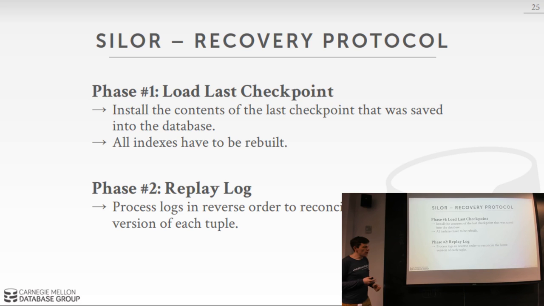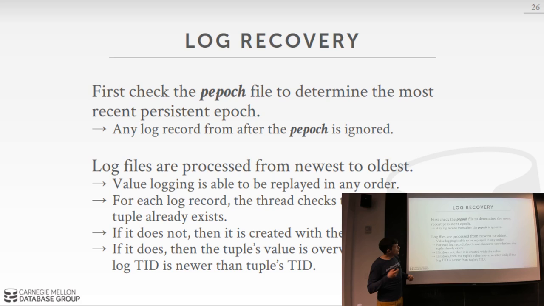Okay. So the recovery protocol is that, again, you just check the persistent epoch file to see the most persistent epoch, and then any log record that occurs after this timestamp or epoch is completely ignored, because it wasn't actually committed. You didn't tell the outside world this transaction committed. And again, you can check this from the different log files, or you can just check it from the persistent epoch.